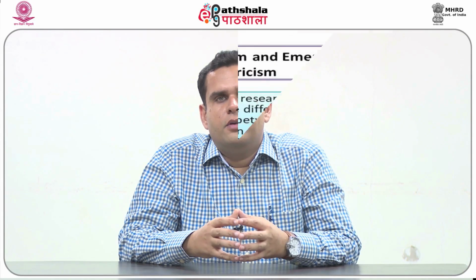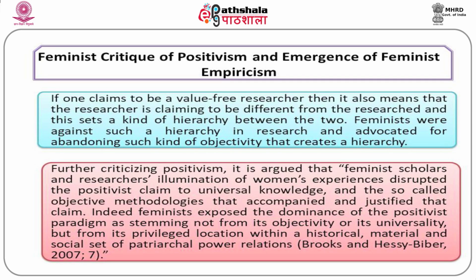If one claims to be a value-free researcher, as it is done in positivism, then it also means that the researcher is claiming to be different from the researched, and this sets a kind of hierarchy between the two, between the researcher and the researched, the person who is researching and the person on whom the research is done. Feminists were against such a hierarchy in research and advocated for abandoning such kind of objectivity that creates a hierarchy, because in this way, if through positivism we try to gain objectivity by being value free, by being detached from the researched, the person on whom we are going to research.